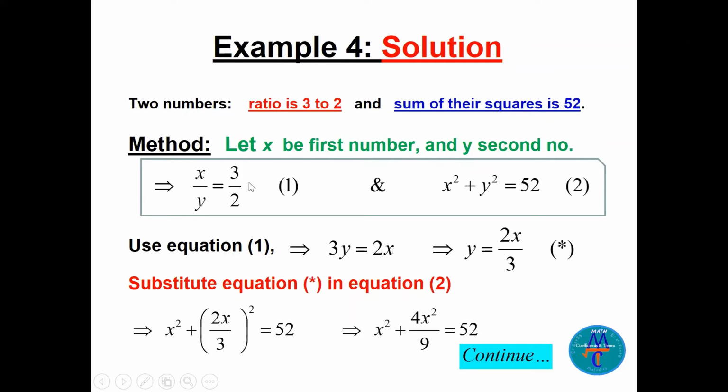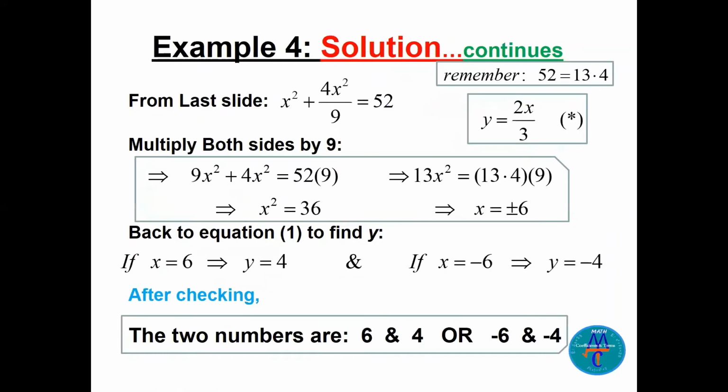From equation 1, which is easy, 3y cross multiply is equal to 2x. So y will be 2x divided by 3. Let's call it equation star. Replace this star in equation 2. So I put here x squared plus 2x over 3 all squared is equal to 52. So this will be 4x squared over 9. Let's multiply by 9 on both sides to simplify the equation. I can leave now the 9 with the 52 because there will be a cancellation here.